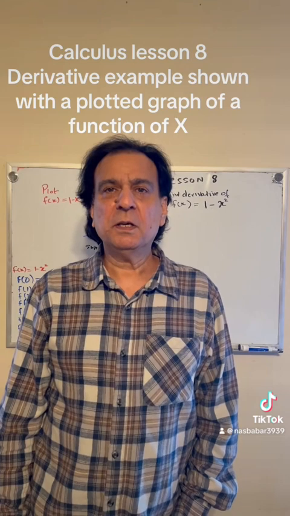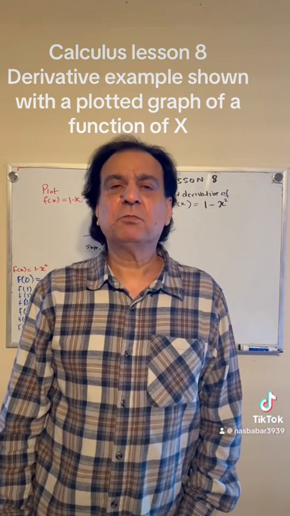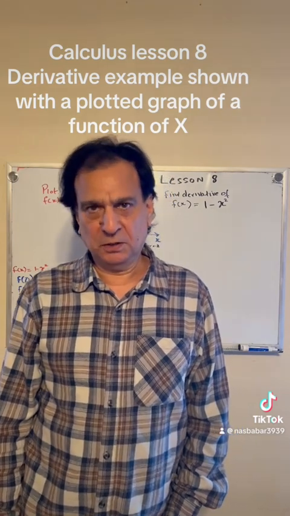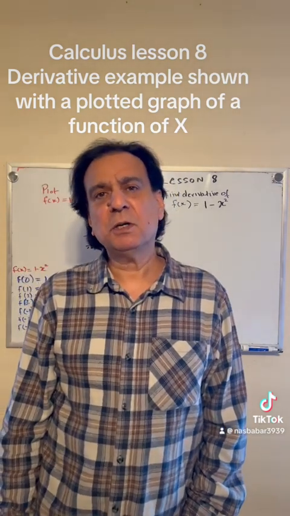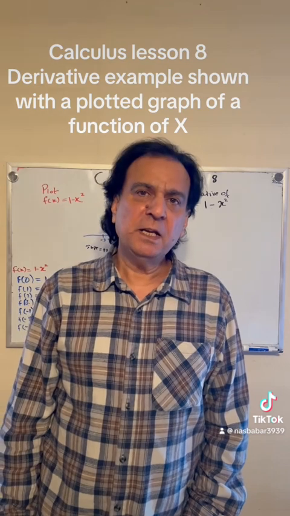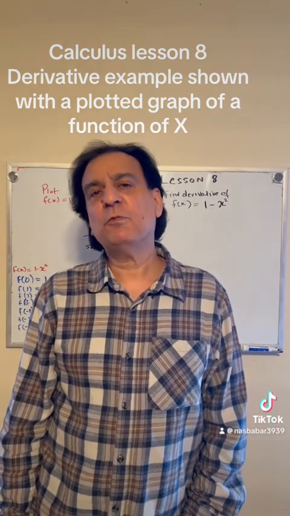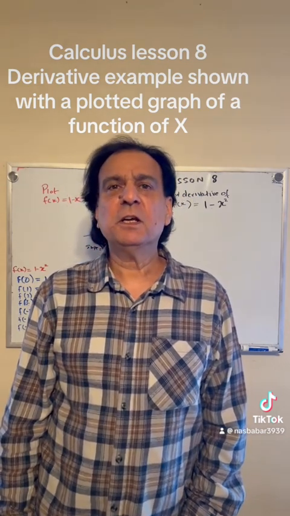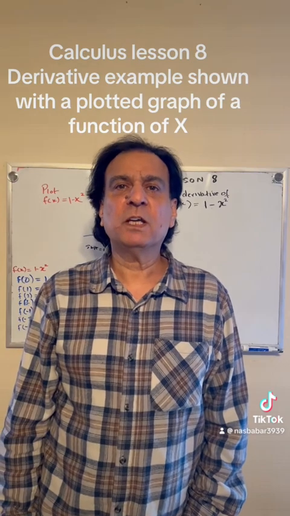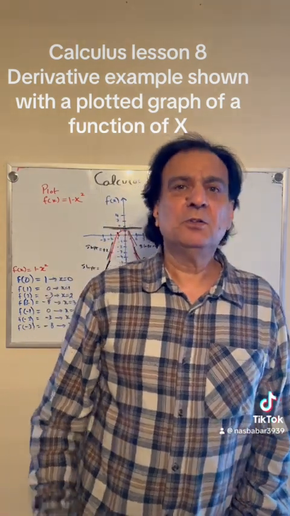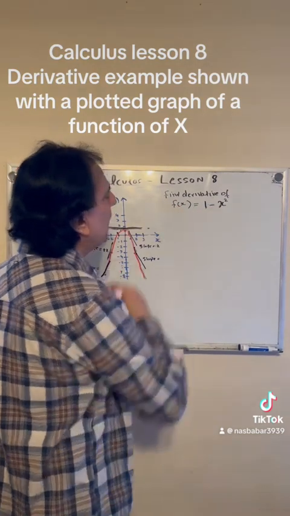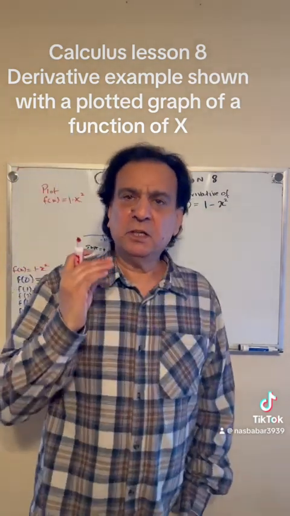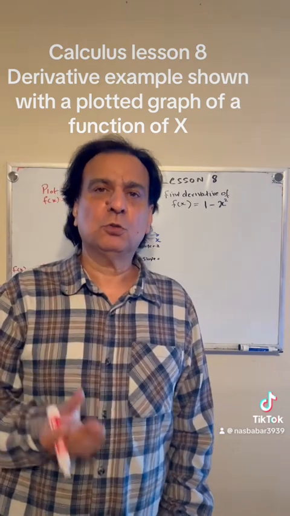My today's topic is really interesting. It's finding a derivative of a function. As I explained in my last lecture, derivative is nothing but a slope of a line, slope of a curve, slope of a function. So today we are going to find a slope of a given function. This is the function f of x is equal to 1 minus x squared. Now I'm going to find the derivative of this, which is essentially the slope.